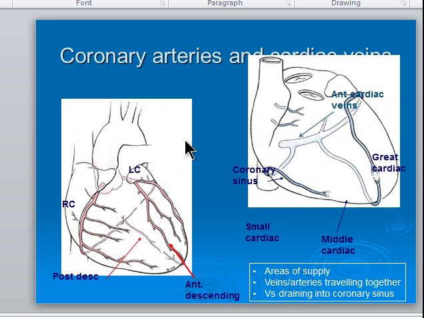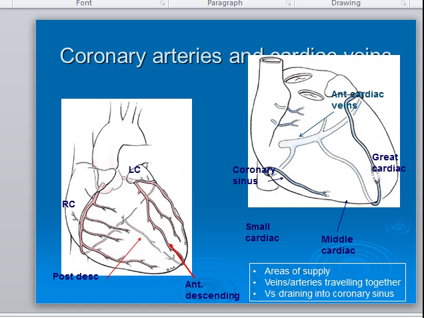Okay, so it's important to look at this picture very, very carefully. And what you do is you superimpose this on this, so that you know that these blood vessels travel with this, the ones on the posterior aspect travel with this, and this one on the side, a marginal, will travel with this. Also notice these two anterior cardiac veins which drain separately.